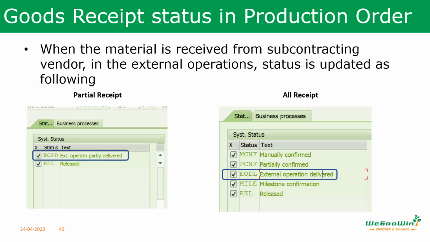Whenever we get the metal from the supplier after the external operation, if it is partially received, the system will show the status like this: EODP, external operation partly delivered. Similarly, if it is fully delivered, it will show EODL, which is external operation delivered completely. So with this, we complete the regular operation here.